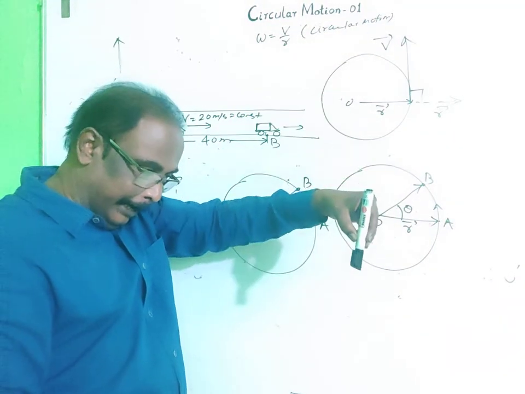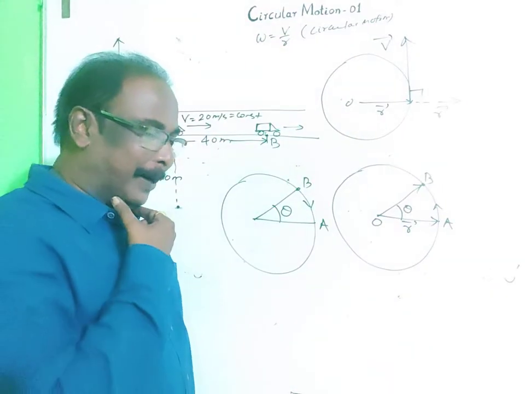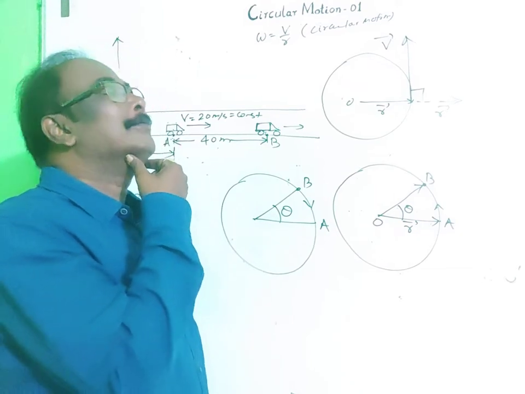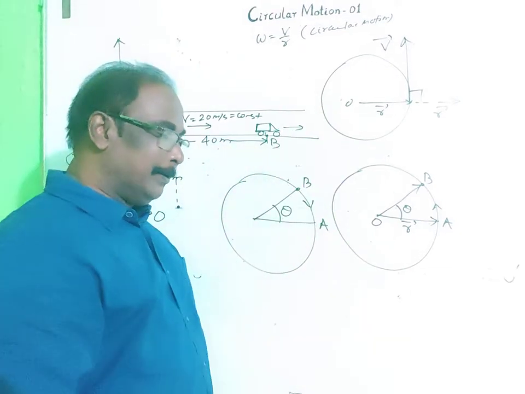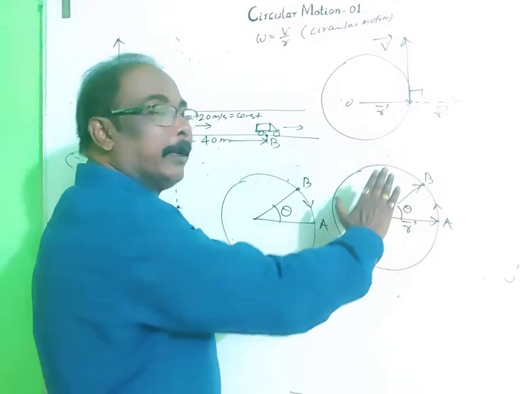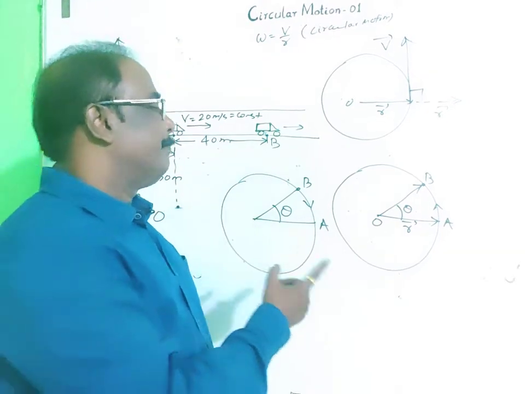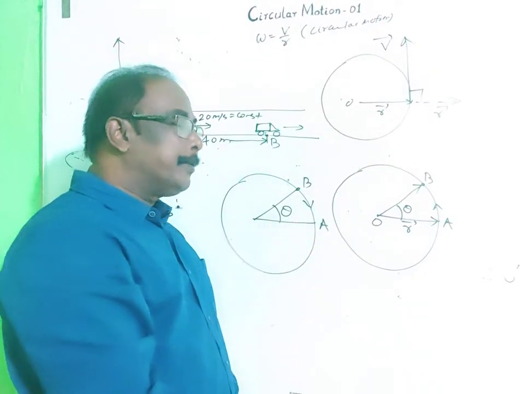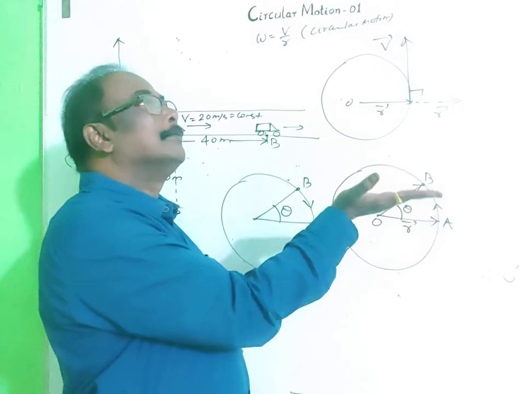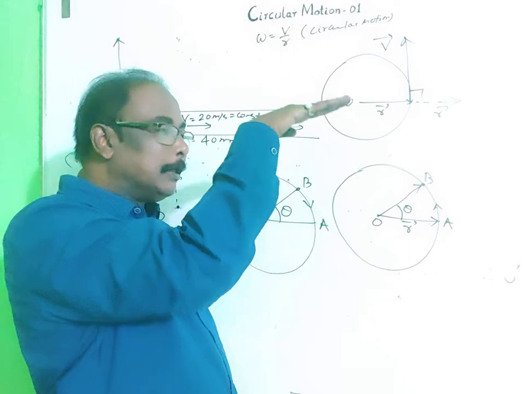To observe angular displacement, you have to turn your head. If the circular track is on this plane and you are observing from outside of this plane, then for anticlockwise motion you have to turn your head one way, and for clockwise motion you have to turn your head the other way.